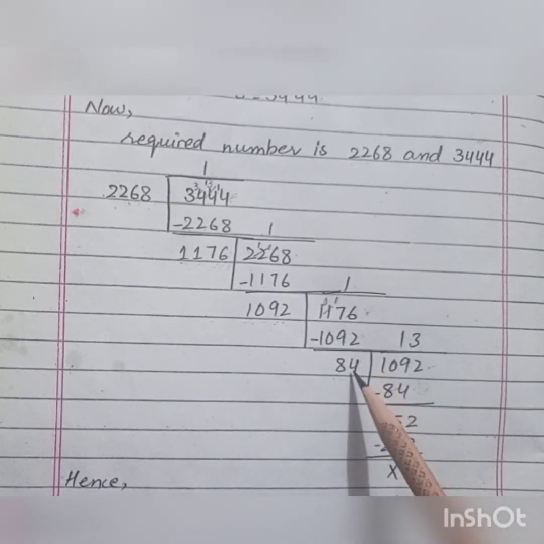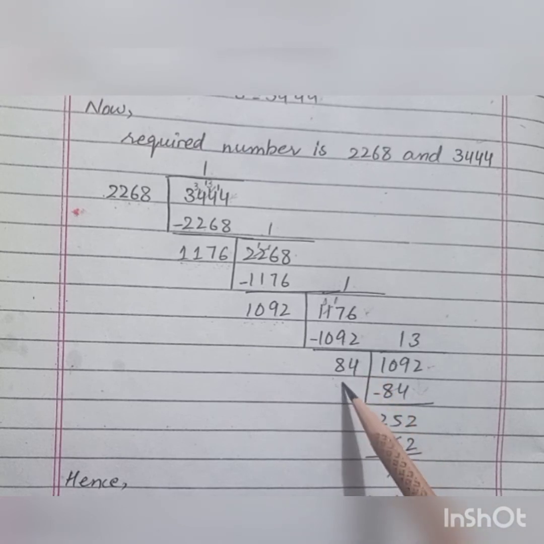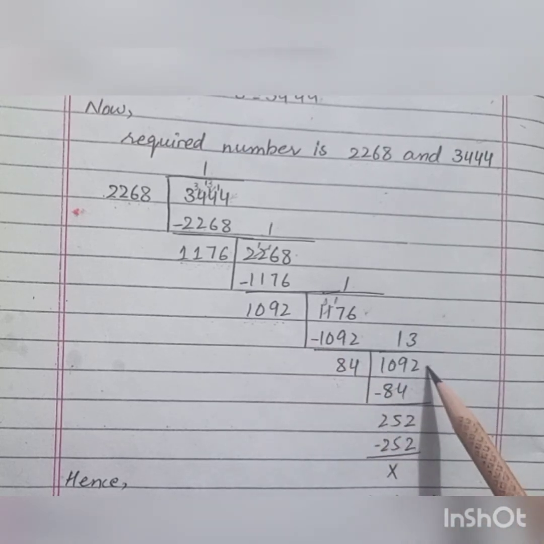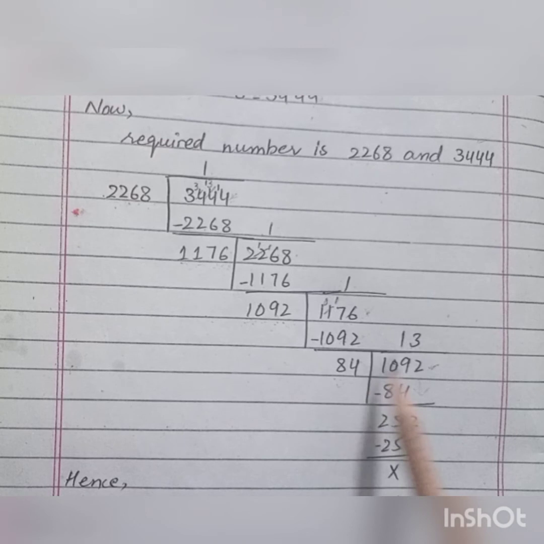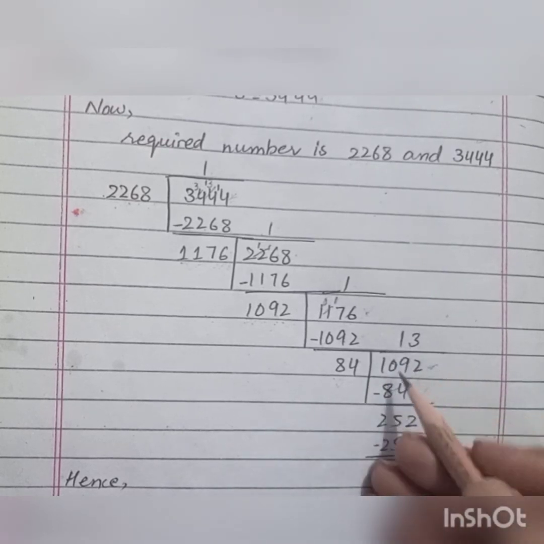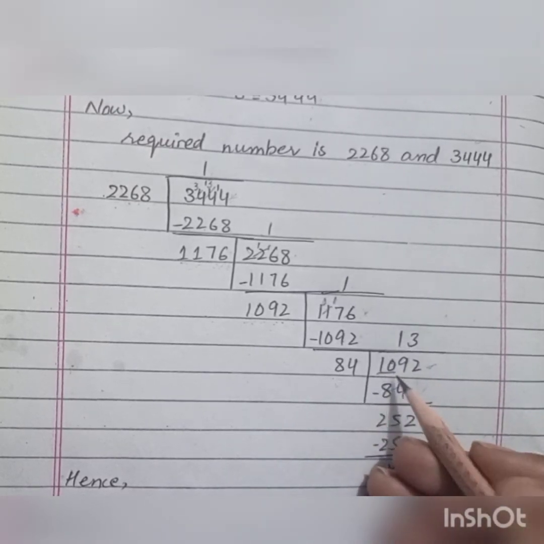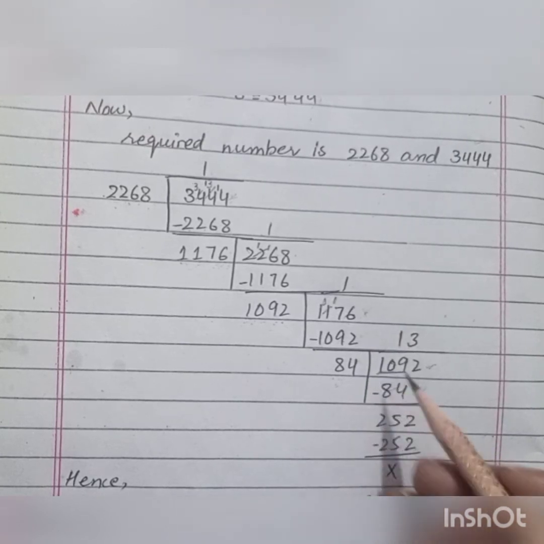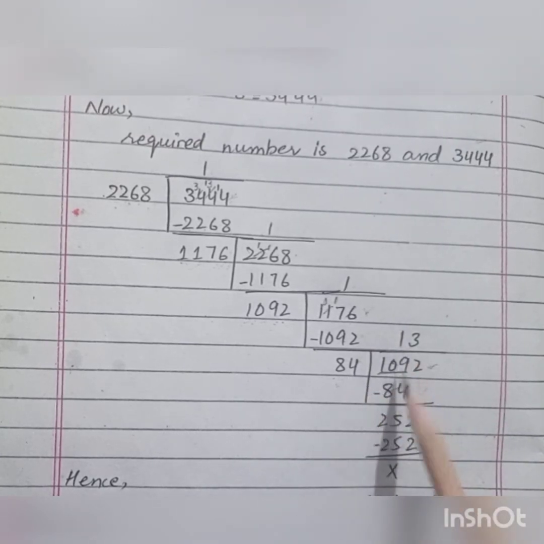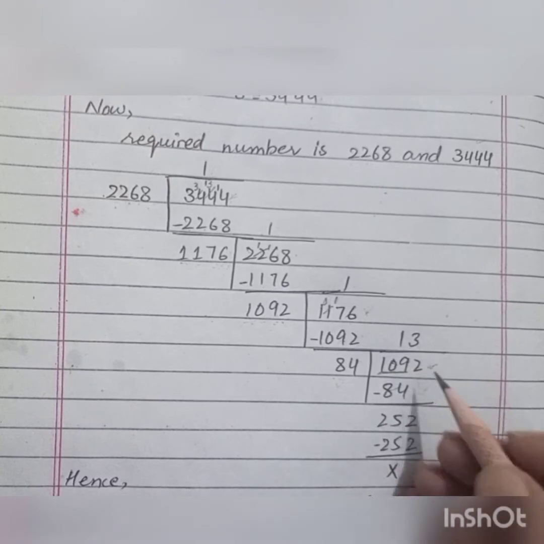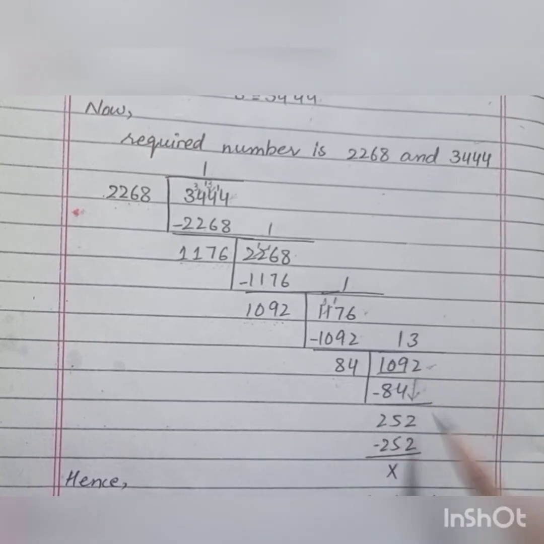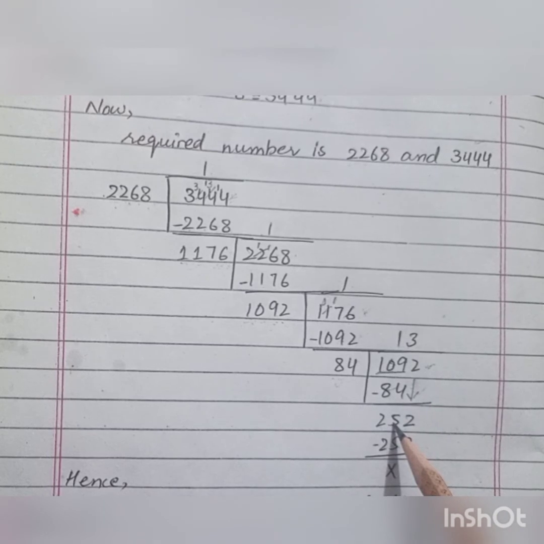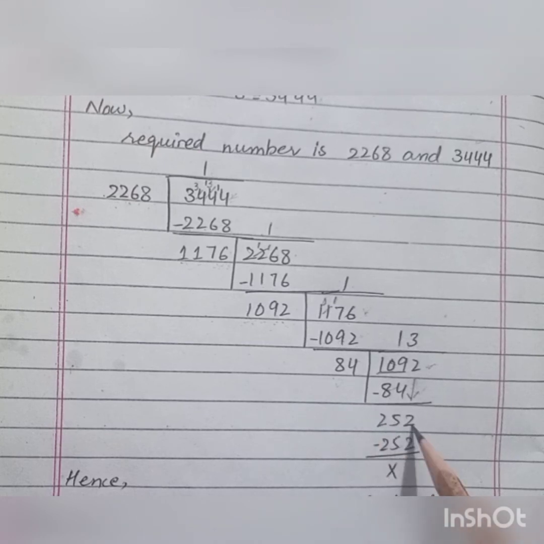Now students, you can see that 84 now acts as a divisor and 1092 will act as a dividend. Now 84 ones are 84. As we know, if we take these two digits, then 10 is smaller than 84. That's why I have taken three digits. Now 84 ones are 84 and 2 will be as it is. By subtracting 4 from 9, the answer is 5, and now by subtracting 8 from 10, the answer is equal to 2. So the remainder is 252.